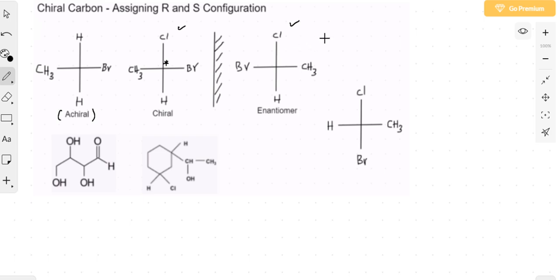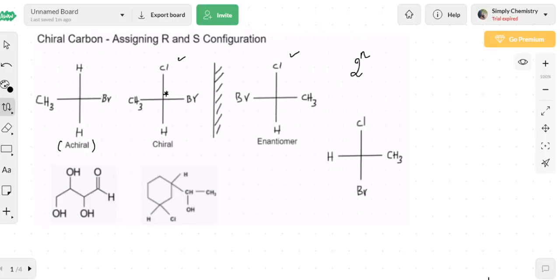So the maximum number of stereoisomers possible for a given molecule is given by the formula 2 power n, where n refers to the number of chiral atoms. So in this case, it is 1. So the number of possible stereoisomers for this molecule is 2. So this is 1 and this is 2.